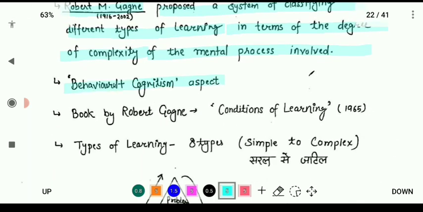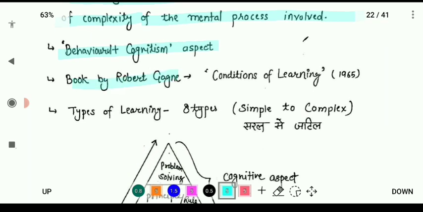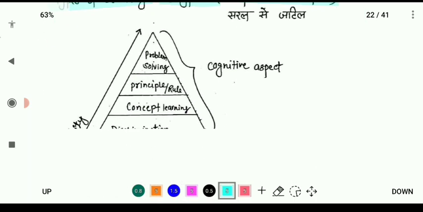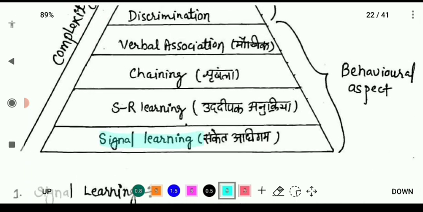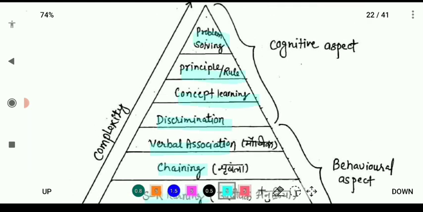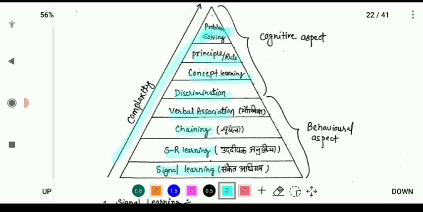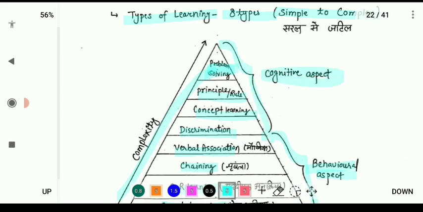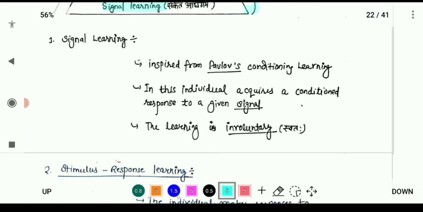Behaviorist and cognitivist aspects. The book of Robert Gagne is Conditions of Learning, 1965. There are 8 types of learning, from simple to complex. First, the simplest is signal learning, then stimulus-response learning, chaining, verbal association, discrimination, concept learning, principle or rule learning, and problem solving. So the complexity rises. The first four are behavioral aspects, but the rest are cognitive aspects, which means we have to involve our mind to get the answer. Okay, let's see them one by one.